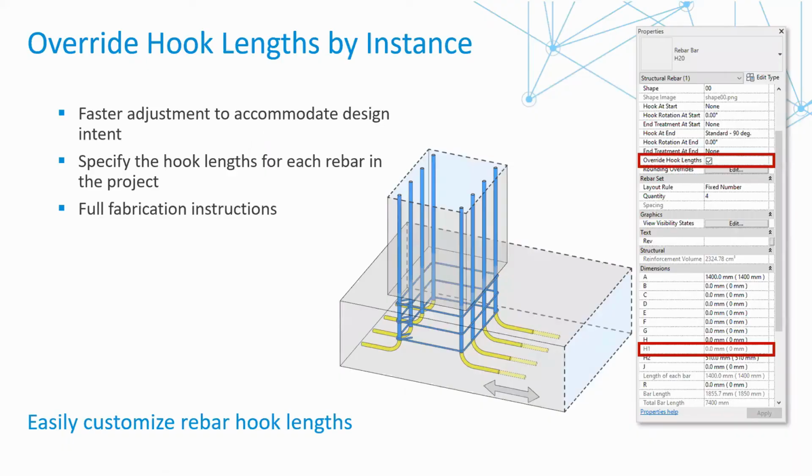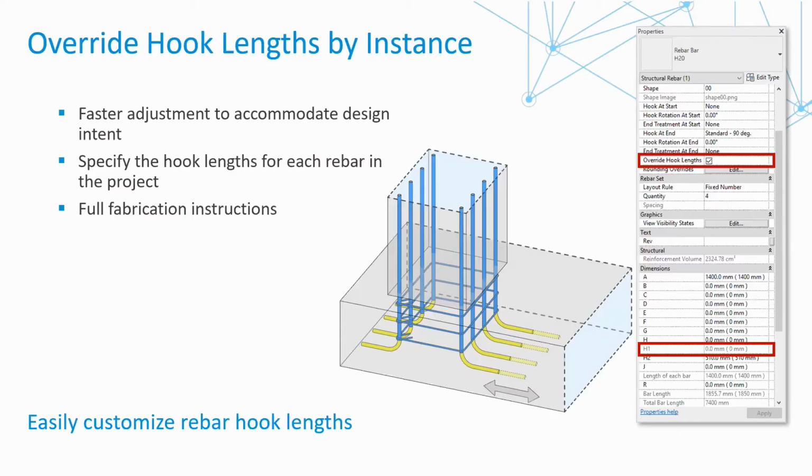The next little feature I'm going to show you is our override hook length by instance. Right, a little bit of this when we were looking at our shape code 83. Right now, Revit 21, it's a faster adjustment to accommodate design intent. We're able to specify the hook length for each rebar on the project, and also the full fabrication instructions are included in your schedules.